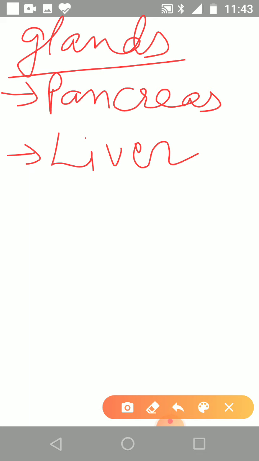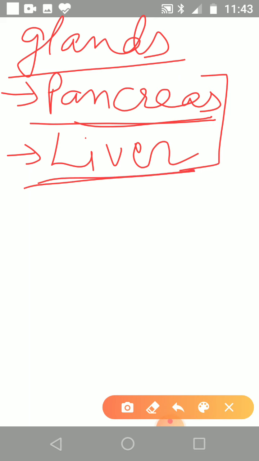The third one, that is our salivary gland, we had already talked about when discussing digestion in the mouth. Here we have to discuss the pancreas and liver. We have already learned what the pancreas is, where it is located, and what juices it secretes, and also what the liver is, where it is located, and what it releases.